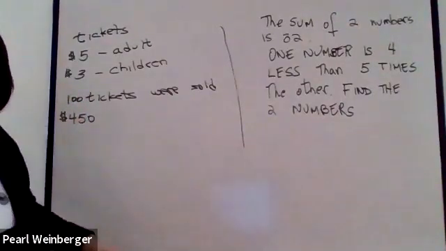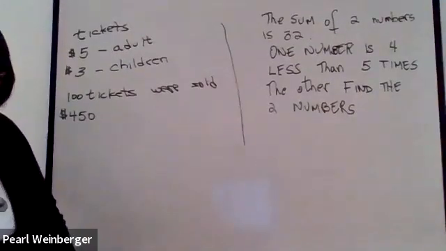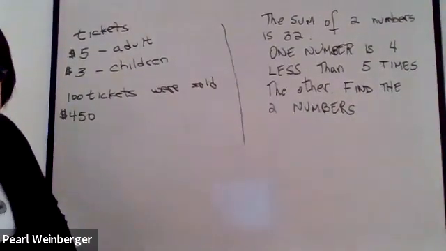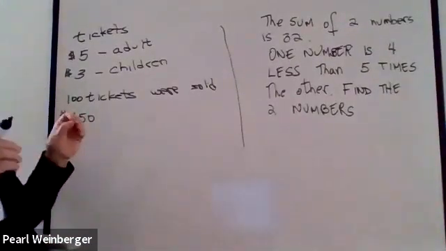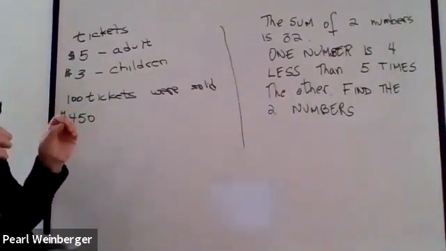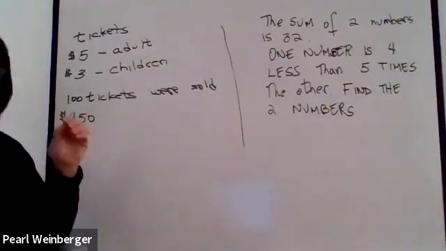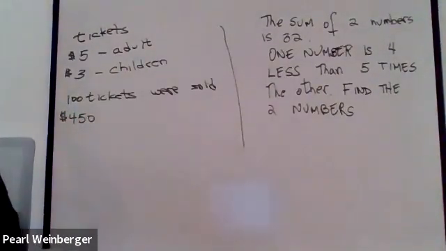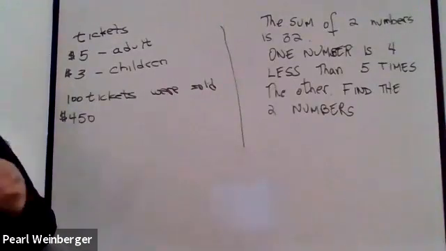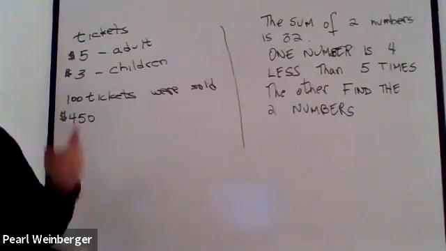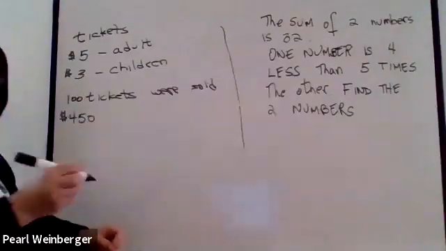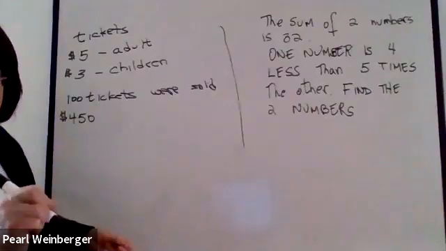Okay, now we have to set up our legend. We have to decide what our variables are. Now, always to find out what your variables are, read what you're looking for. How many adult tickets were sold, how many children's tickets were sold. There are two things that we're looking for. Can I use X and Y? Yeah. Okay.